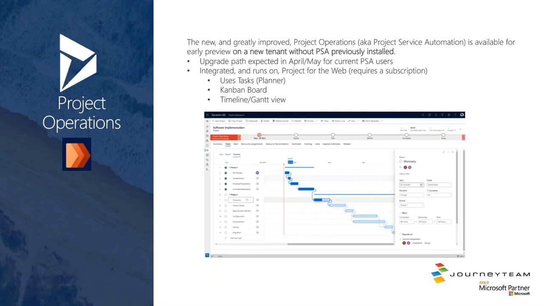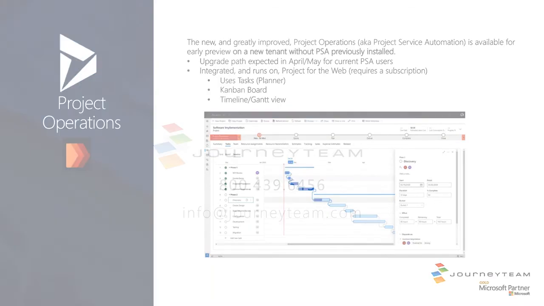So all of your tasks, resources, dates, milestones, all of those are still built and managed within Dynamics, but you're using Project for the web to create this. Huge improvement over the current version of PSA in terms of how you're able to quickly build out a timeline or a project, and then how you do resourcing.